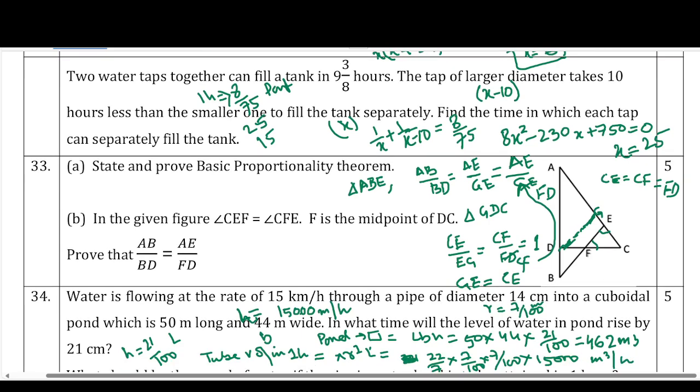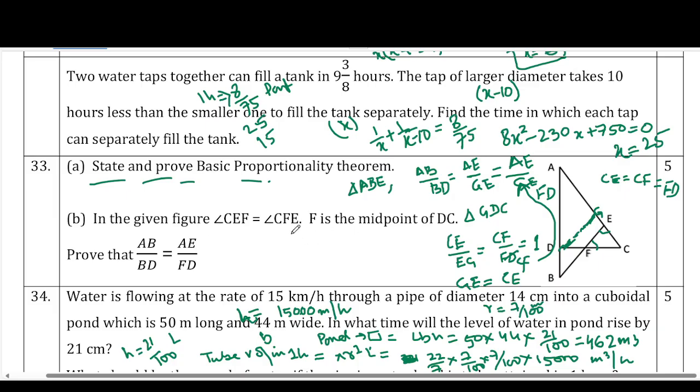Then, state and prove the basic proportionality theorem. This part is your homework, it is already given in the textbooks. So check the book and prepare the proportionality theorem accordingly. I will explain the second part.